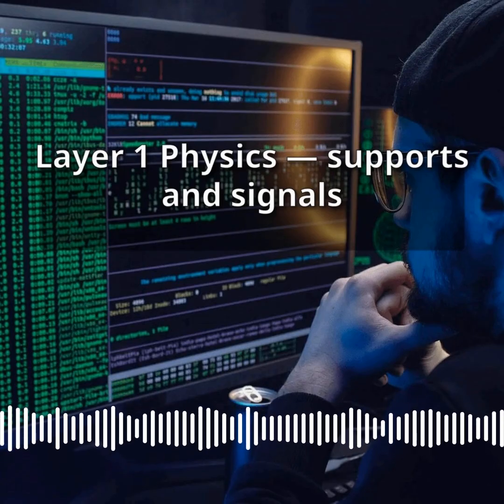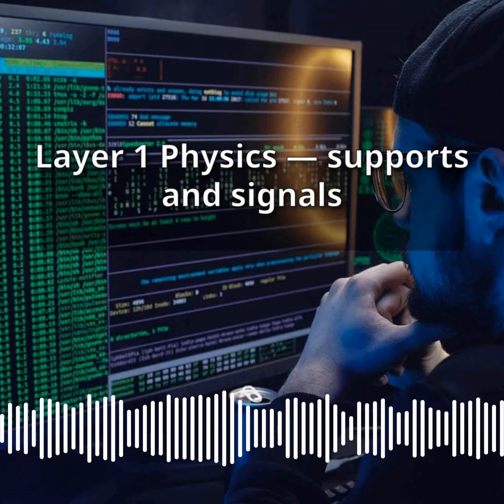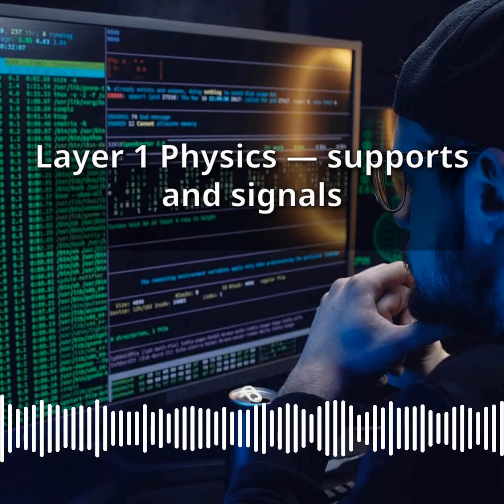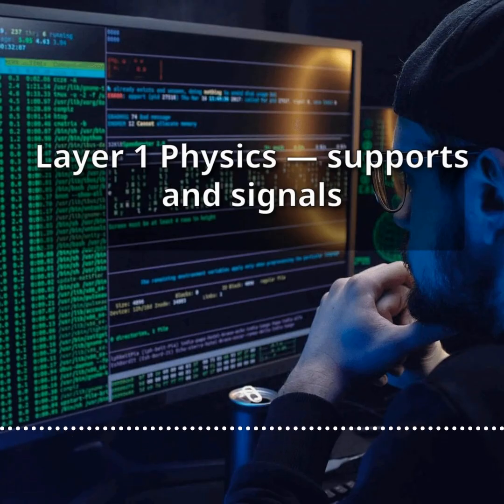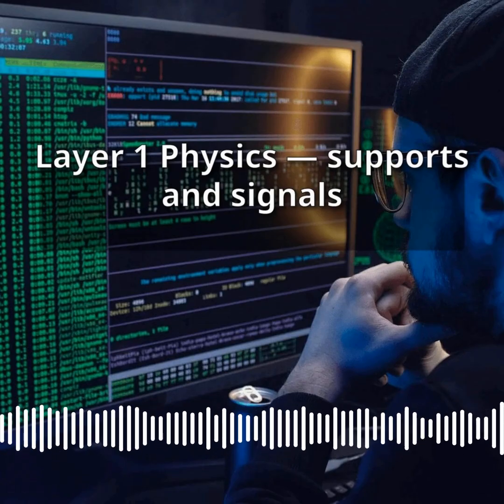Channels. Within each frequency band, the spectrum is divided into channels. Choosing non-overlapping channels is important to avoid interference between neighboring networks. In the 2.4 GHz band, only 3 channels do not overlap: channels 1, 6, and 11.